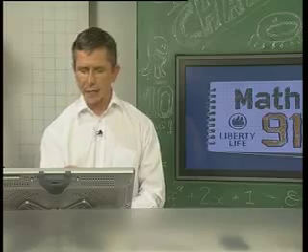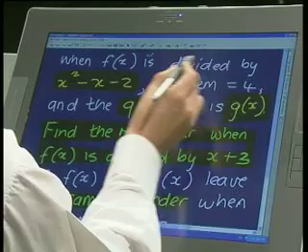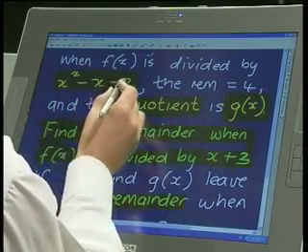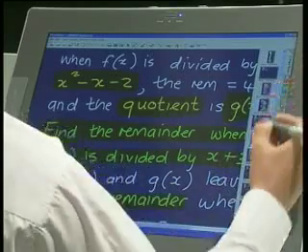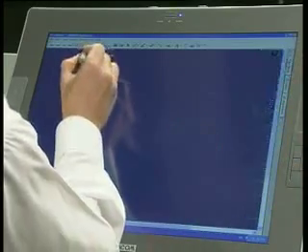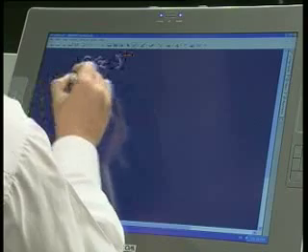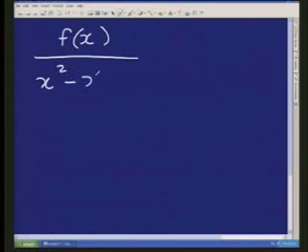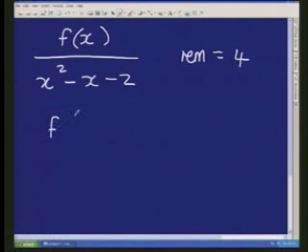Let's have a look at this. Let's first deal with when f of x is divided by x squared minus x minus 2, the remainder is 4. Let's first deal with that. We need to put that in equation form.